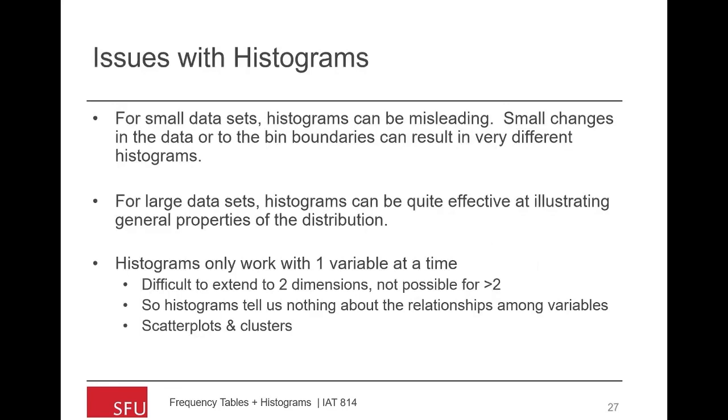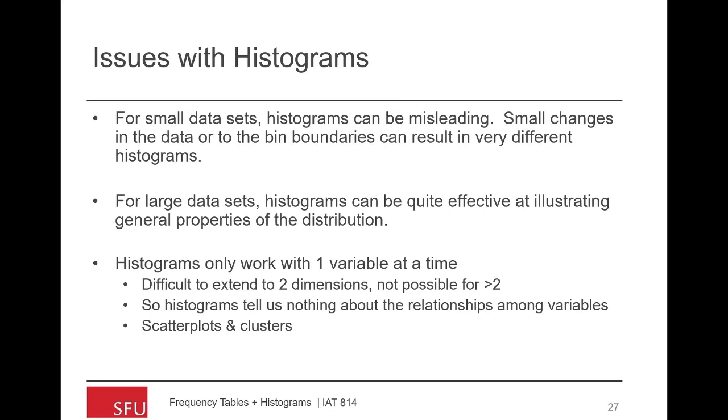So the issues that come up with histograms, in addition to the one I just showed you about choosing the proper bin size, is that for small data sets, histograms can be a little bit misleading. Small changes in the data or in the bin boundaries can result in very different histograms. And it's not, in some sense, the histogram's fault. The problem really is that when you're trying to histogram a small data set, you're inviting trouble. It's like using a screwdriver in place of a hammer to pound in a nail. It's not the right tool for the job. For large data sets, histograms can be quite effective at illustrating the general properties of the distribution.